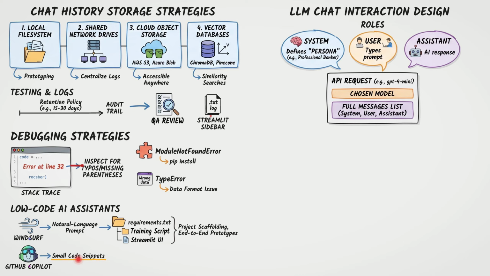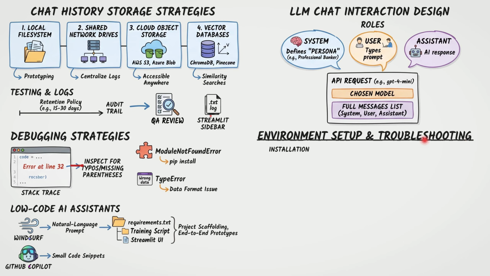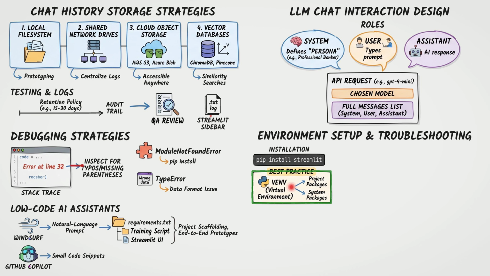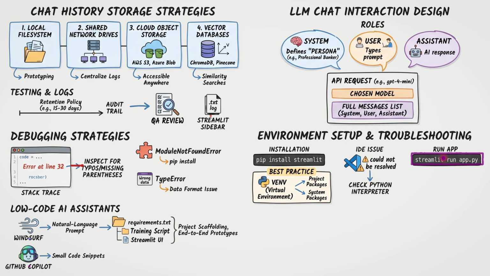Setting up your workspace correctly is vital. For environment setup, you'll first run pip install Streamlit. It is heavily recommended to use a virtual environment to keep your project packages neatly separated from your system-wide packages. If your IDE throws a warning that an import could not be resolved, you should check your Python interpreter settings. Once everything is set, running streamlit run app.py will successfully launch your interface in the browser.